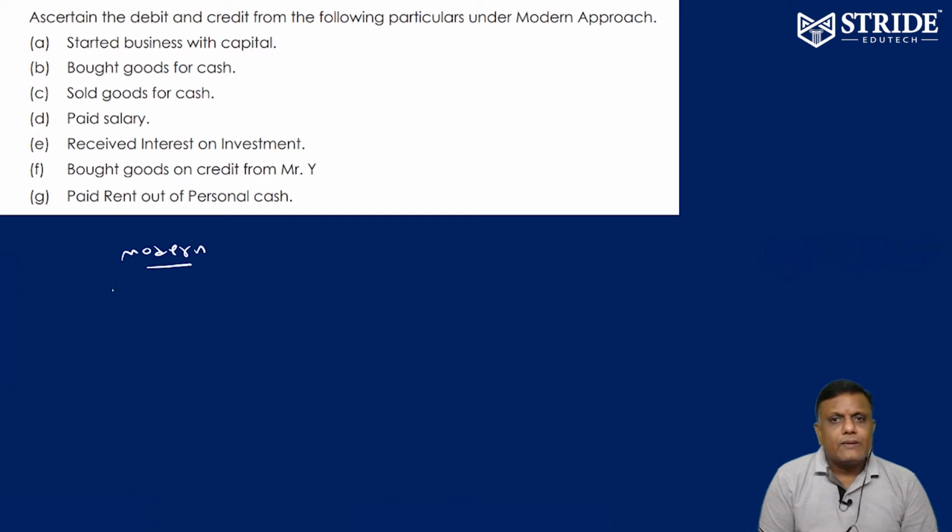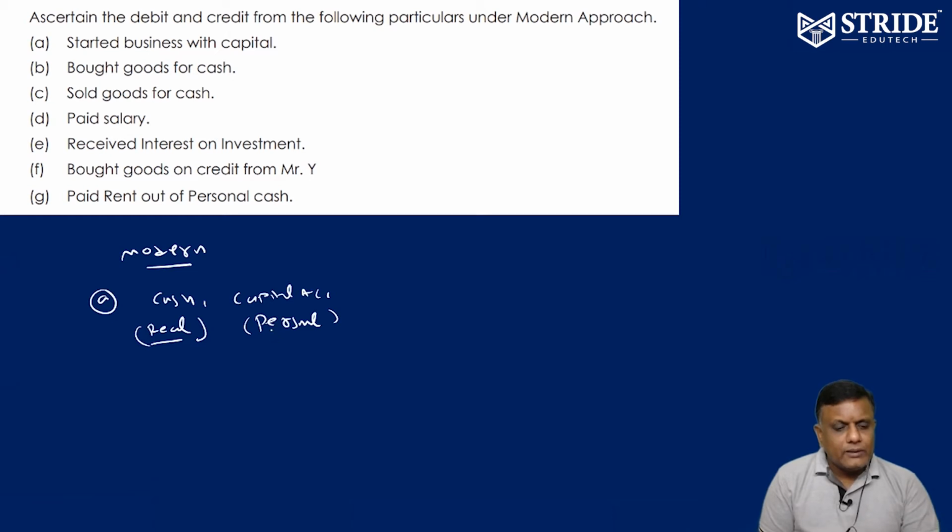Modern approach. Right. A started business with capital. Here what are the elements involved? We start the business with cash, and another one, capital. There are two things involved: first one is cash, another one is capital. What is the cash account generally? Real account. Debit what comes in, credit what goes out. What is capital? It is the proprietor's capital. Therefore, it is personal. First one real, next one personal.